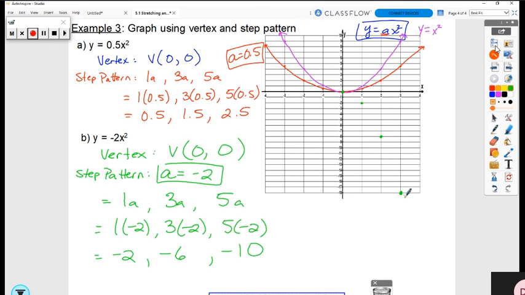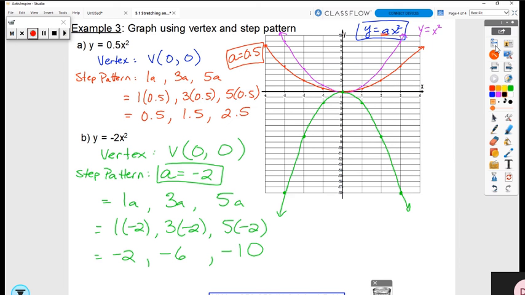Now the next arm. Over 1, down 2. Over 1, down 6. Over 1, down 10. And I know it's down because these are negatives. Yeah? And we try our best to draw in this smooth curve. That is pretty good. That's got to be my best one. And it's not even that good. Anyway. Questions about that?